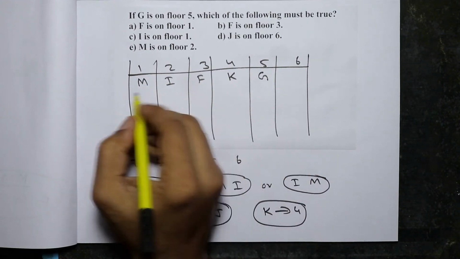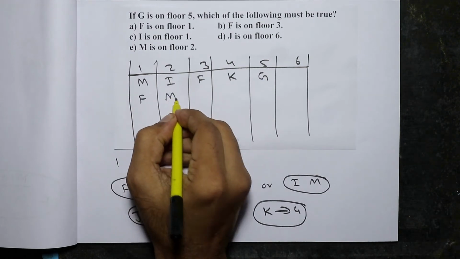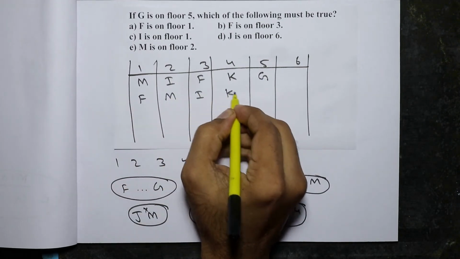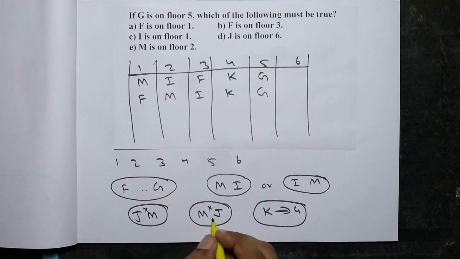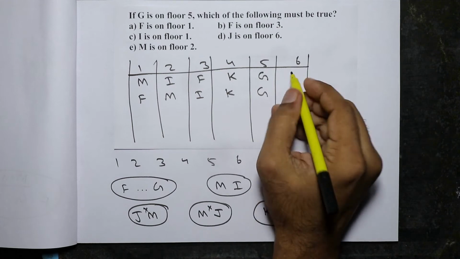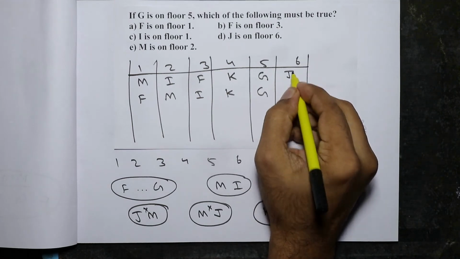Now one more arrangement is there. F is here, M and I are together, and K has to be in 4 and G has to be in 5. Now only one company is left, that is J, and only one space is left, and so J should be in 6.